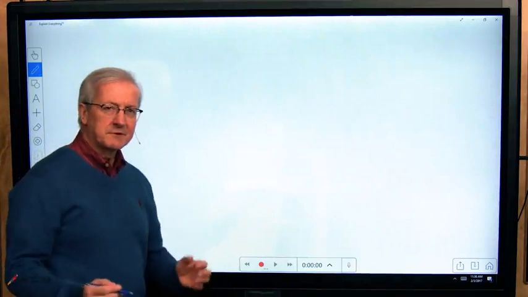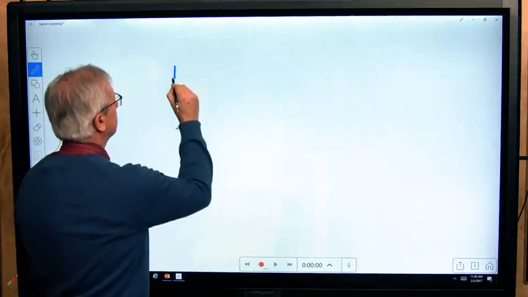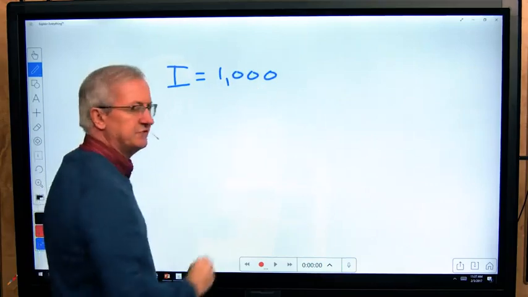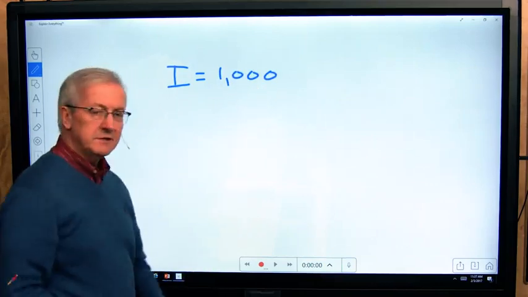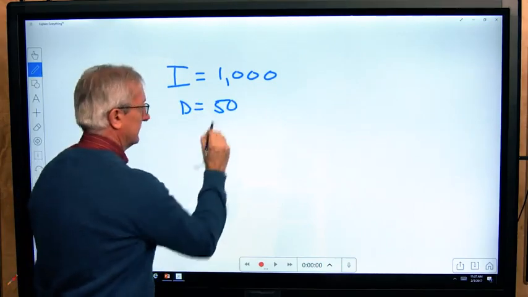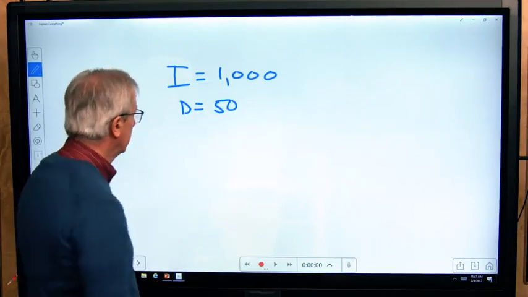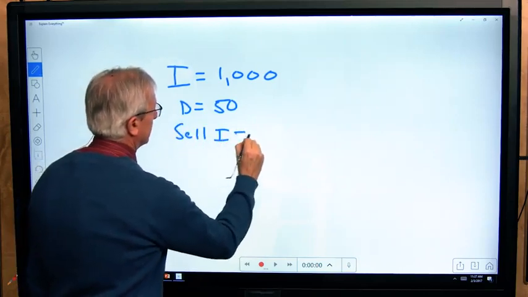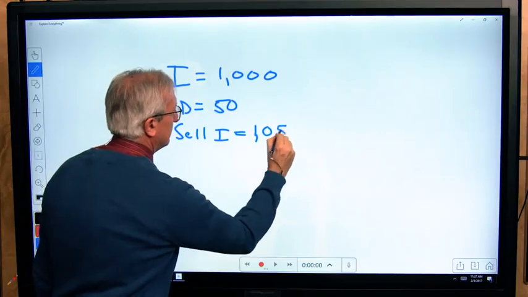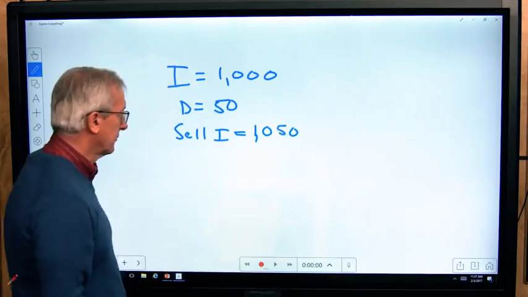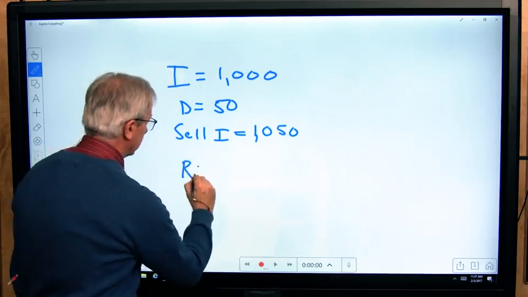Okay, we want to talk about a rate of return example. So let's say you make an investment in Apple stock of $1,000 on January 1st. During the year, Apple gives you dividends of $50. Okay, so far so good. At the end of the year, you sell this investment for $1,050. We have all the pieces. Let's figure out what our rate of return or return on investment is.